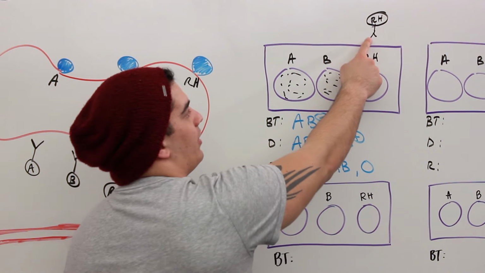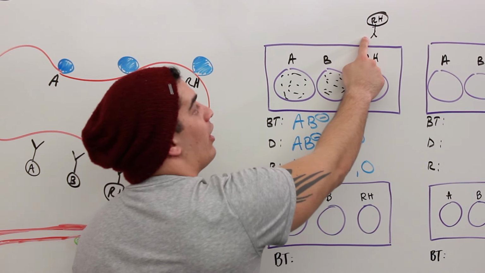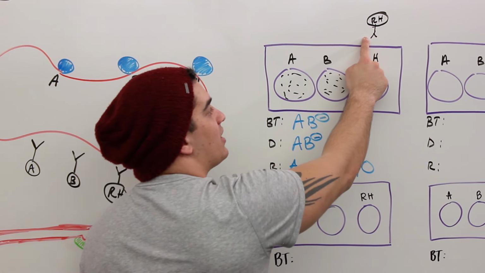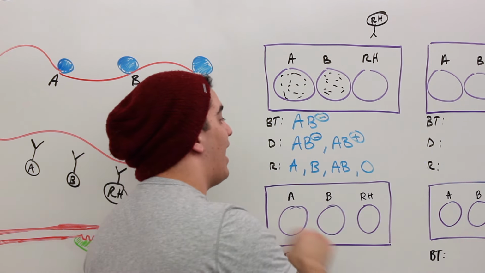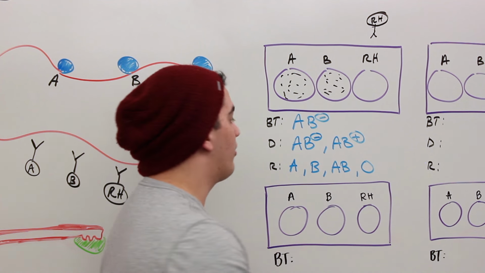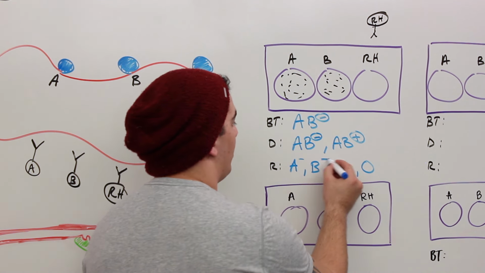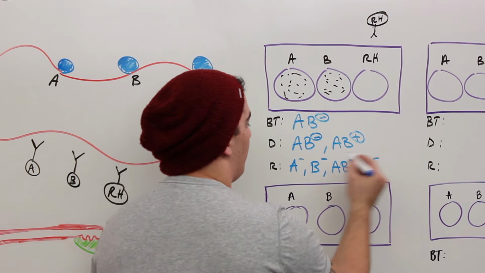But again, what do they have in their plasma circulation? They have Rh antibodies. So if someone decides to give this person positive blood, it would interact and cause agglutination. So they cannot receive from positive blood, only from negative. So it can only receive from A negative, B negative, AB negative, and O negative.